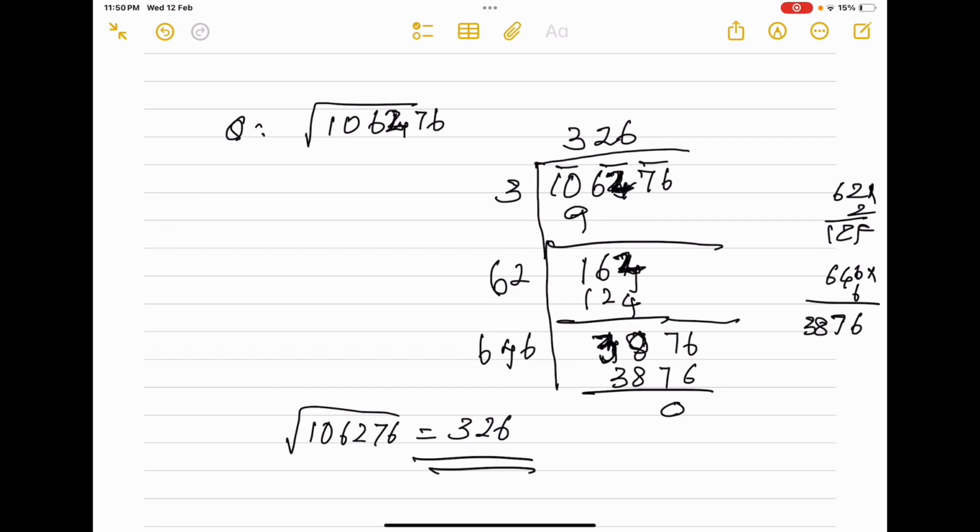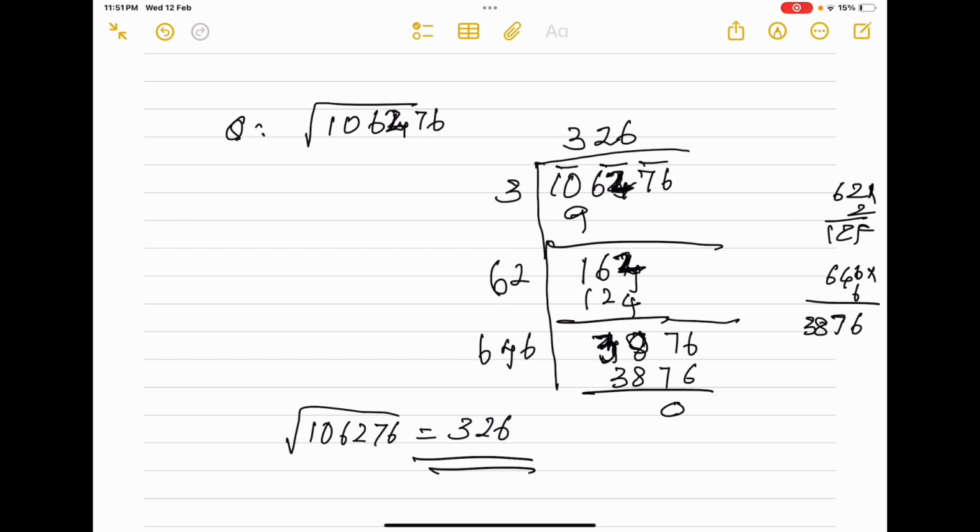10 is not a perfect square. The perfect square just before 10 is 9. Its square root is 3. So write 3 in the quotient and the left side also. Then multiply 3 into 3, 9. 10 minus 9, 1. Then bring down the next group, 62.